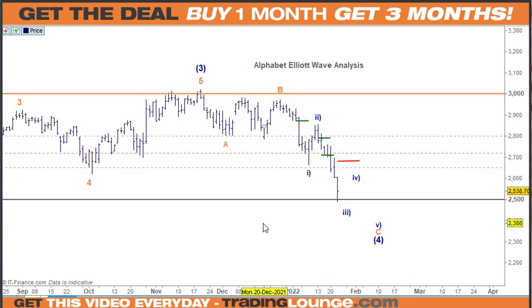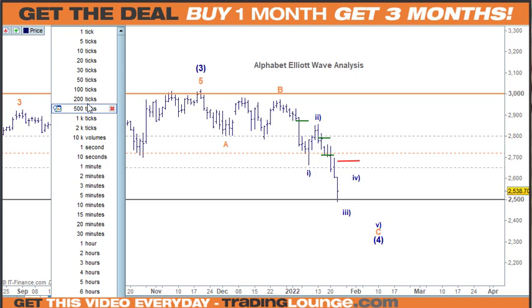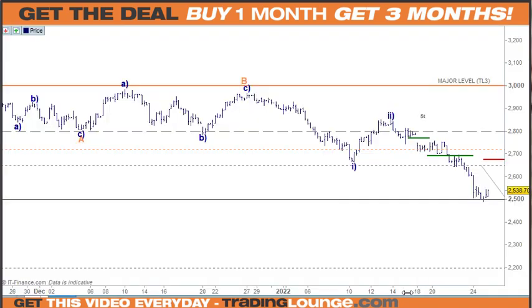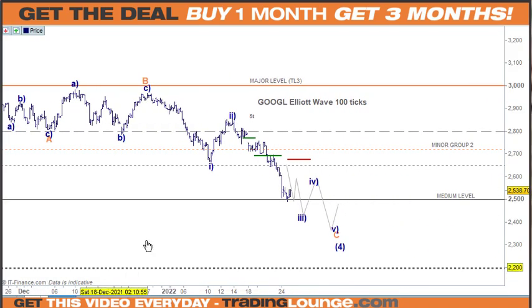Alphabet's the same as well, Google, so daily chart here. We've got wave 1 here and 2 here, and then we've got 1 and 2 and 3 and 4 and 5. So we're not into the minute wave 3 yet. Then we'll have minute wave 4 and then 5 down through here. Let's cruise into the 100 ticks. In a nutshell, from wave B, we've got wave 1 and 2 and 3 and 4 and 5.